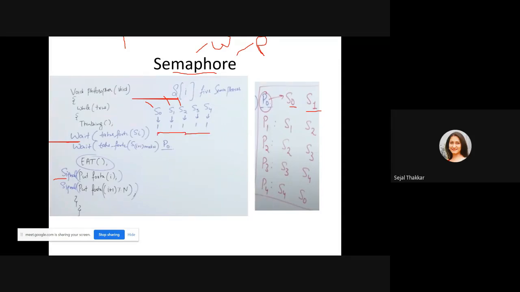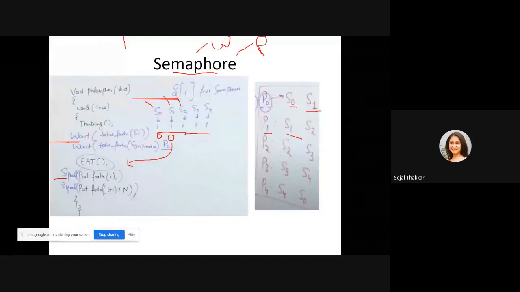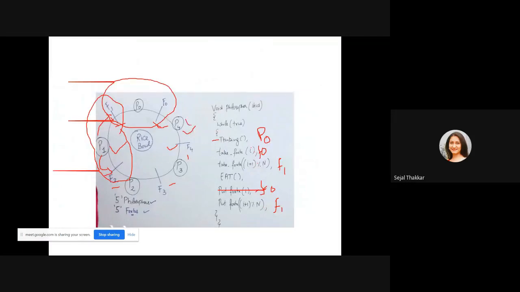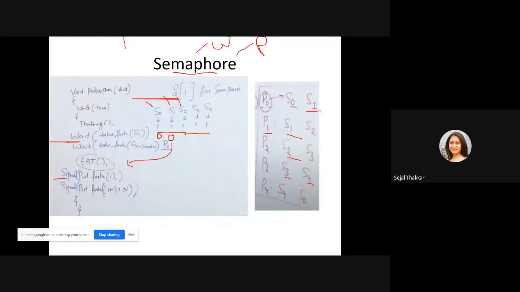The value of S0 will become 0 because it is used by P0, and S1 will also become 0 because they are eating. Once it completes, they become 1 again and give the signal that another process can enter. Now which semaphores are required by P1? P1 requires S1 and S2. P2 requires S2 and S3. P3 requires left and right, meaning S3 and S4, as per the given diagram. And the last one is P4, which needs S4 and S0. You can see in this diagram, P4 requires fork 4 and fork 0. It means you need semaphores S4 and S0.